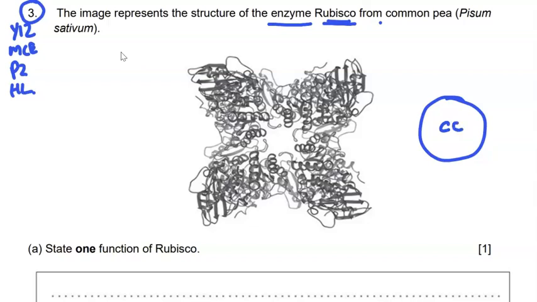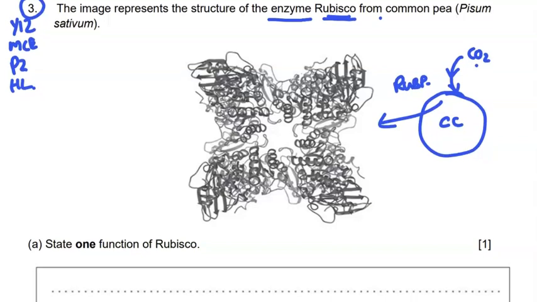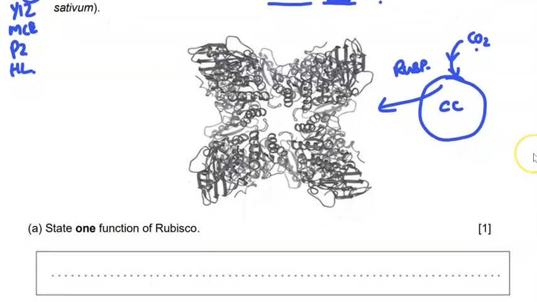I'm already thinking about carbon dioxide being brought in and the acceptor, RuBP, ribulose bisphosphate, combining with carbon dioxide under the influence of this enzyme here. And indeed, the first question is all about that. State one function of Rubisco.